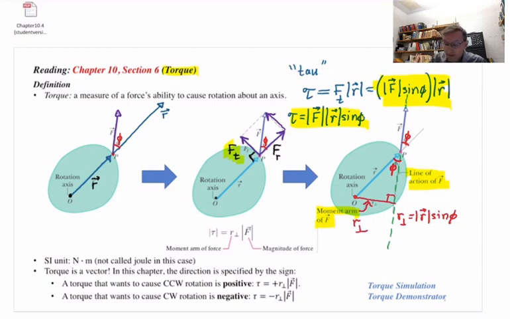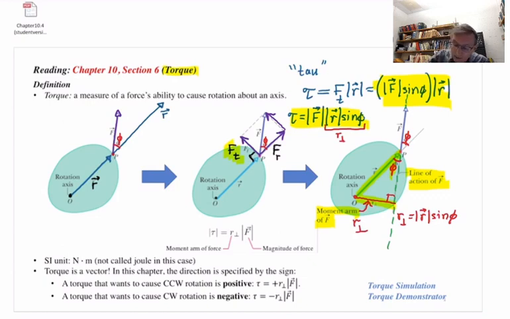This length right here is magnitude R, this length right here, times the sine of phi, that angle right there. But wait a minute, look up above. I've got the combination R times sine phi in my torque formula. So that is the moment arm distance, R perp.